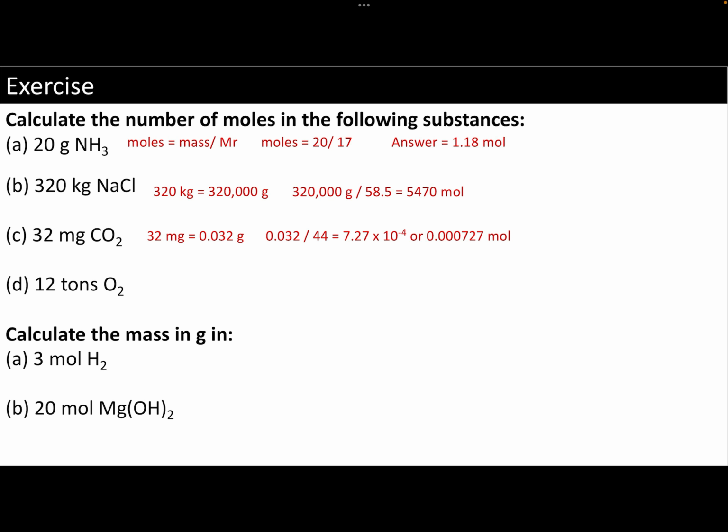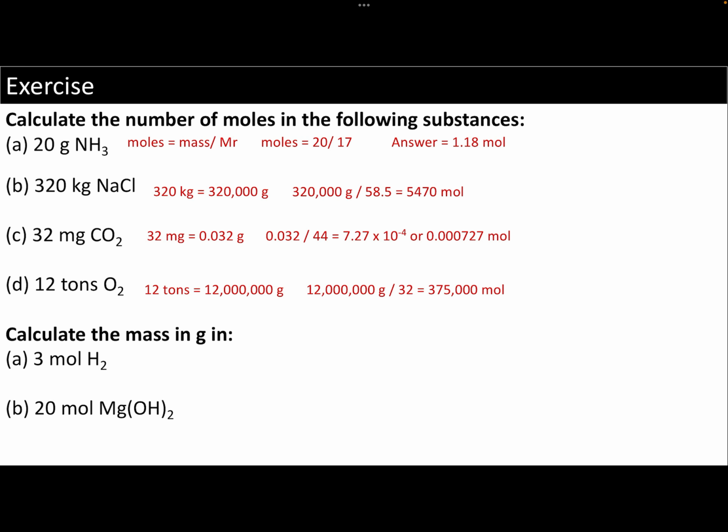A ton would be, in the ton that we will be using, 1,000,000 grams. So if you had 12 tons, that's the same as saying 12 million grams. Divide that by 32, because 2 lots of 16 for oxygen, being molecular. 12 million divided by 32 is 375,000 moles. That's a lot.